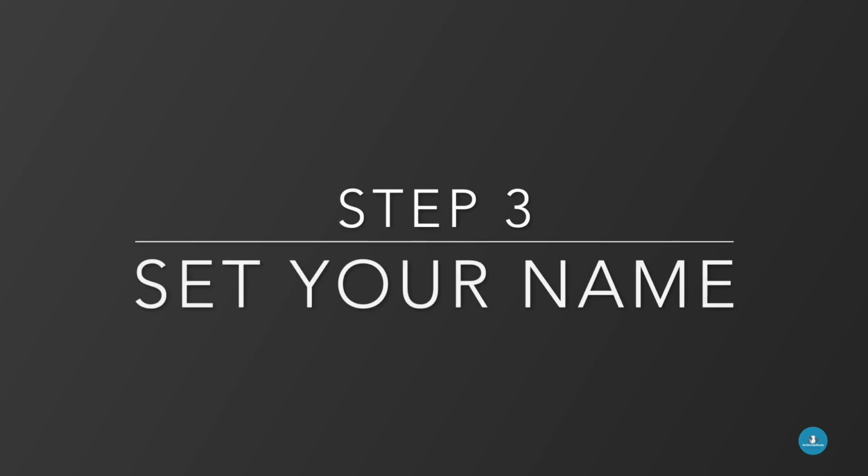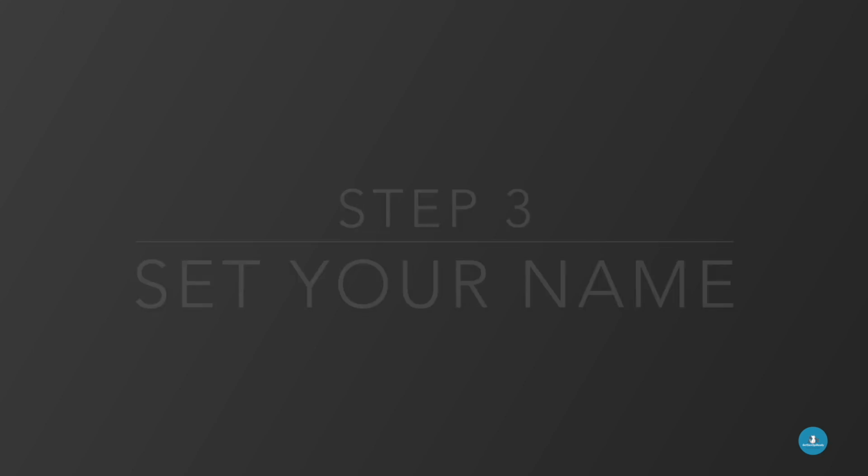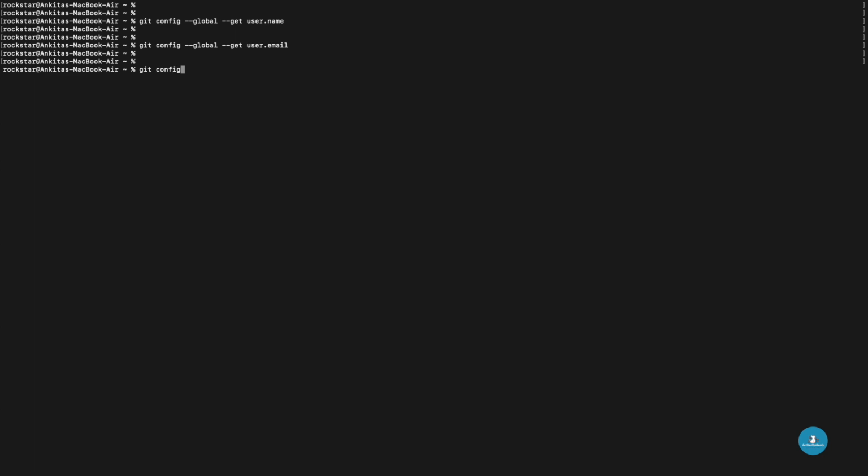Step 3 is to set your name. To set your name in Git, use the git config command with the user.name configuration key. git config --global user.name your name.